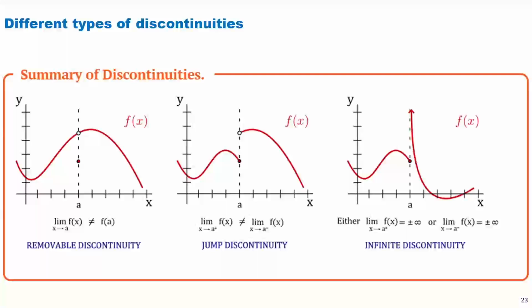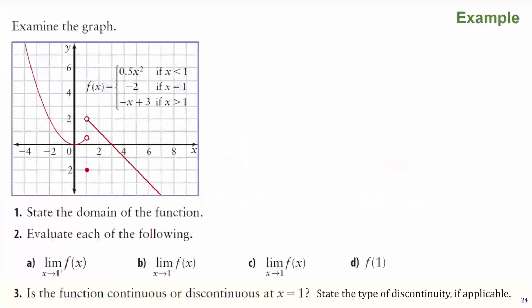Alright, let's have a look at an example to check your understanding. So suppose we have a function whose graph looks like this. State the domain of this function and then evaluate each of the following expressions. And is the function continuous or discontinuous at x equals 1? State the type of discontinuity if applicable. So I'll give you 2 minutes to consider this question, and then we'll have a look at the solution together. Okay, let's have a look at the solution together.